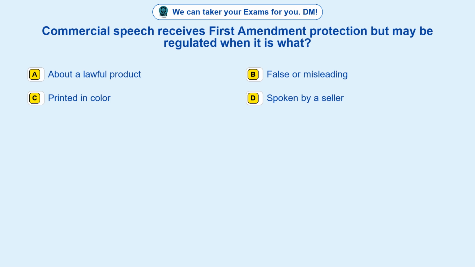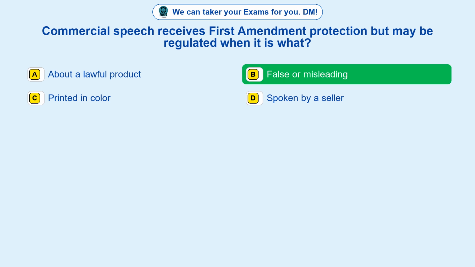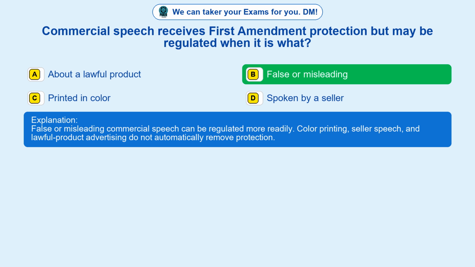Question 44. Commercial speech receives First Amendment protection but may be regulated when it is what? Option A. About a lawful product. Option B. False or misleading. Option C. Printed in color. Option D. Spoken by a seller. The correct answer is option B. False or misleading. False or misleading commercial speech can be regulated more readily. Color printing, seller speech, and lawful product advertising do not automatically remove protection.